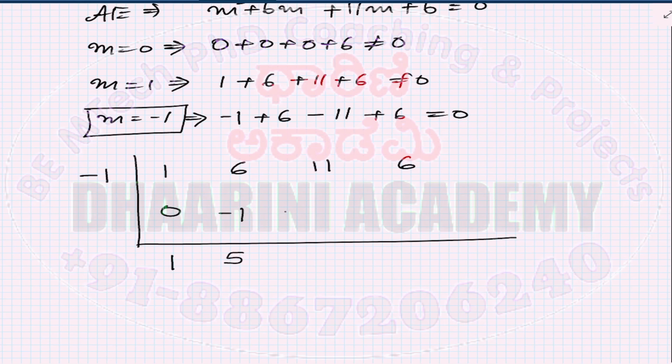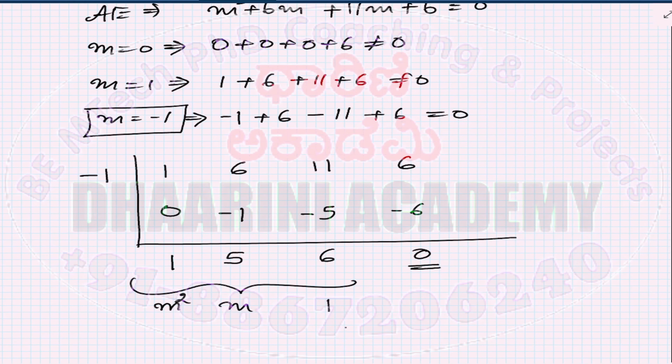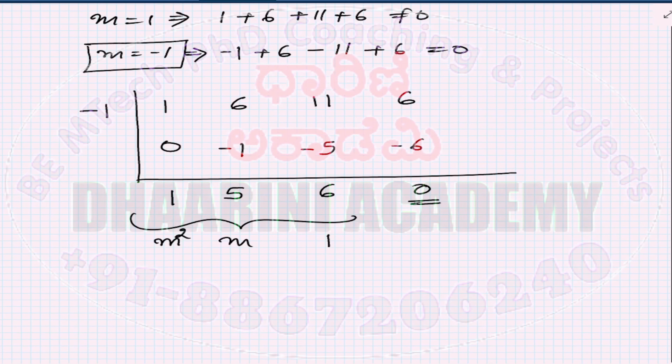Now 5 into minus 1 is minus 5. So 11 minus 5 will be 6. 6 into minus 1 is minus 6. So this is equal to 0. Now below this I'm going to write the powers one less than the current power. In the current equation I have the highest power as m cube, so now I need m square, m and 1, in the sense m power 0. So now my current equation becomes m square plus 5m plus 6 equal to 0.